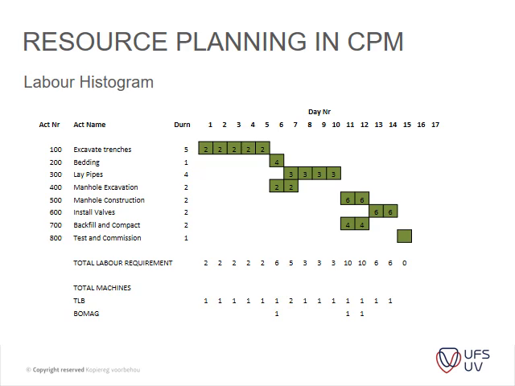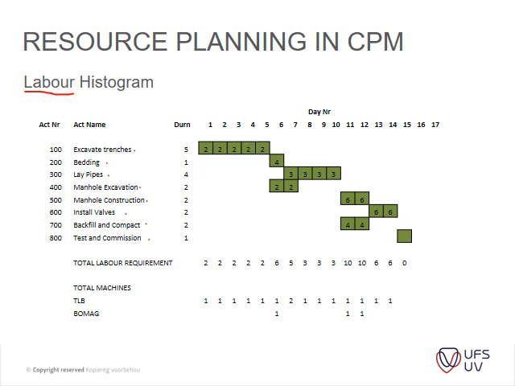So this one you'll probably recognize. This is from PTM from third year. I don't know if it looks familiar. It's a very simple histogram. It's a simple project where you have excavations, bedding, laid pipes, manual excavations, manual construction, install valves, backfill, test and commissioning. So it's a very simple little project. But this is now your labor only histogram.